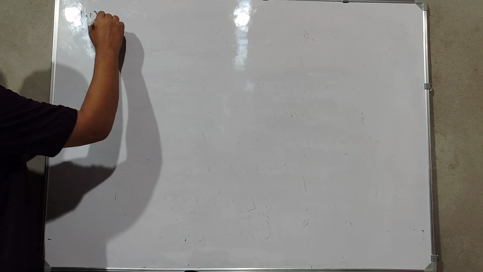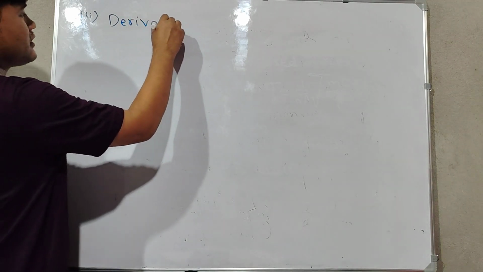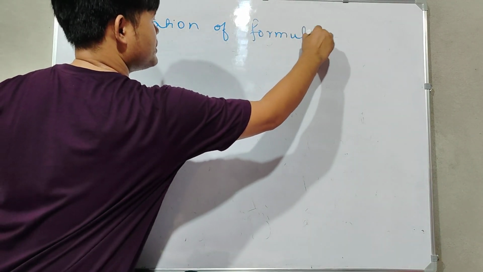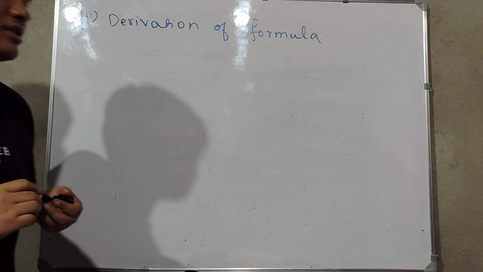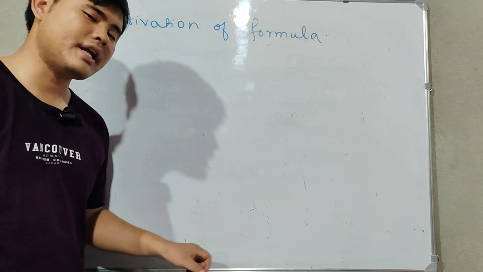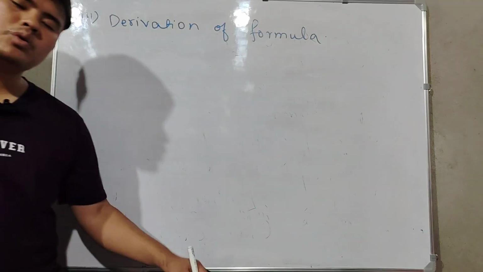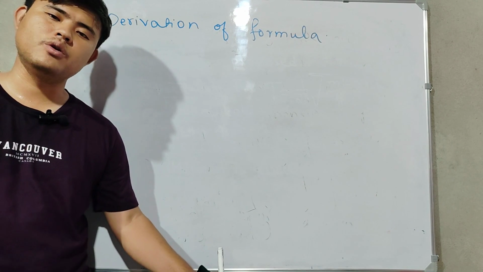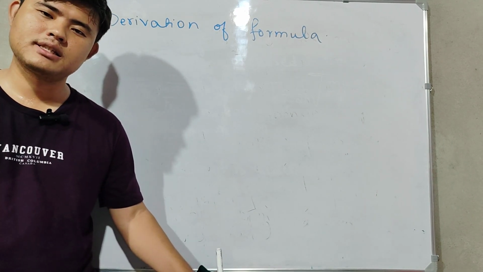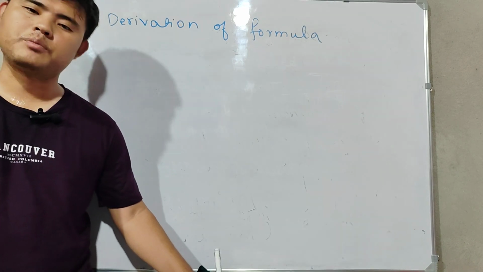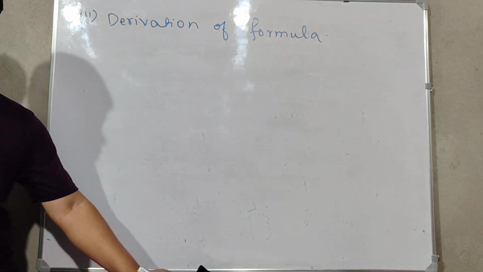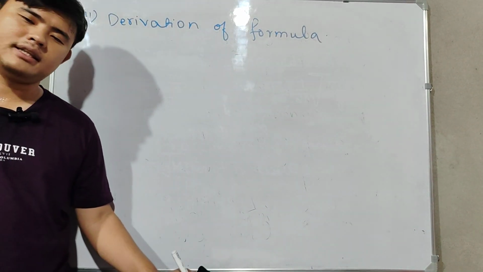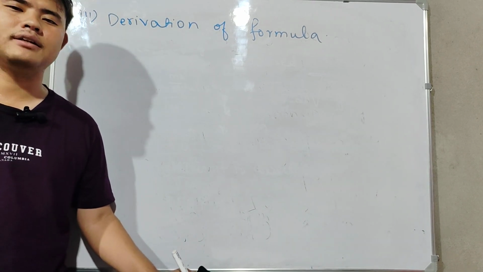Number 3, derivations of formulas by using the dimensions. You write it down. So how will we derive the formulas? To derive the formula of any given physical quantity, first you should know on what factors the physical quantity depends. In the question it will be given that this physical quantity depends upon this and this. So find out the relations between them.